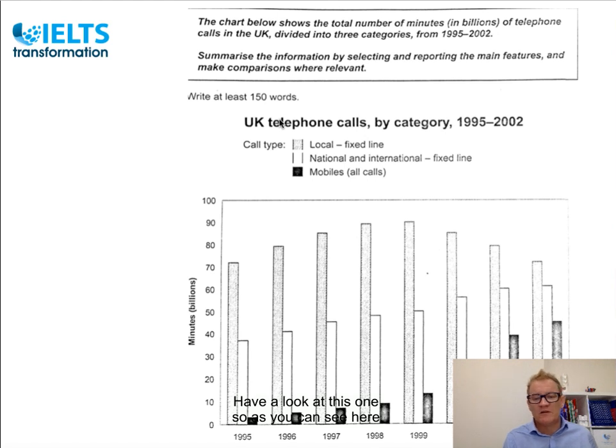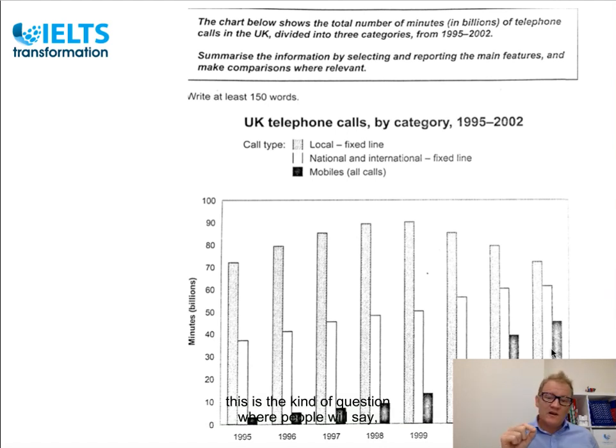Have a look at this one. So as you can see here, there's a total number of minutes in billions of telephone calls in the UK, divided into 3 categories. So what's happening overall? Which ones are increasing, which ones are decreasing? You can see that mobile and national and international both increase. But what about the totals? This is a good example here.